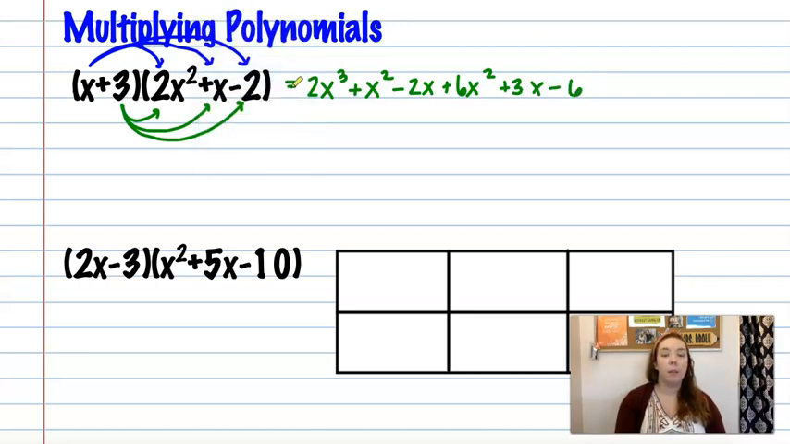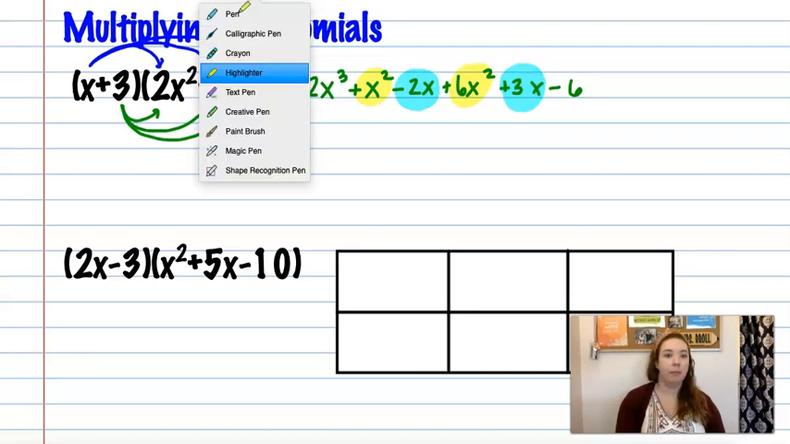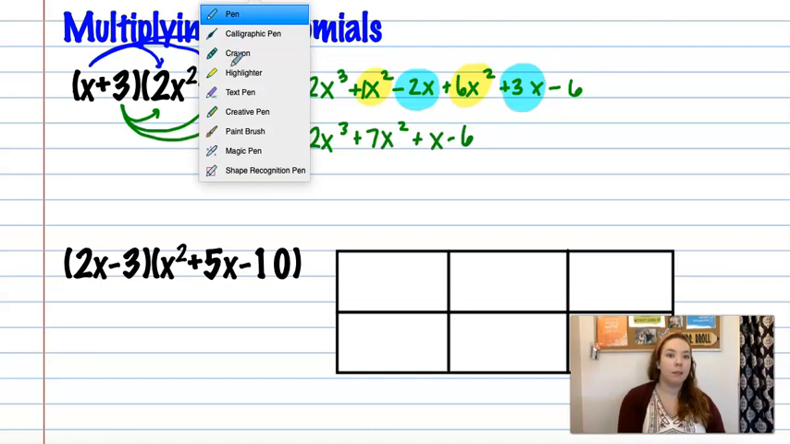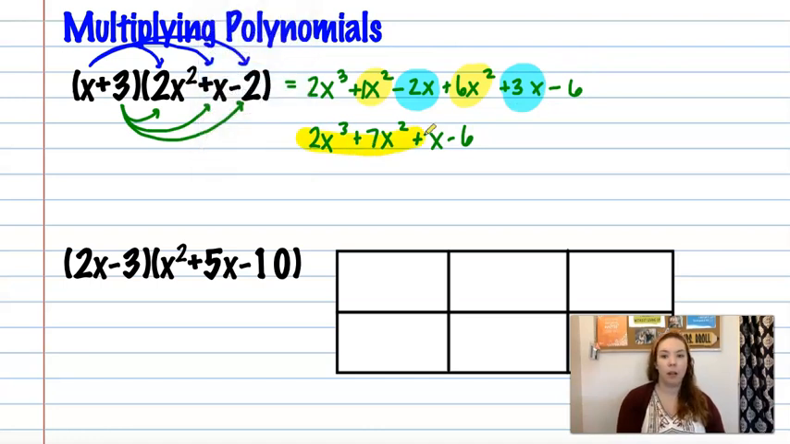Now I have to go through and combine my like terms. So I have a couple of x squareds here I can combine, and a couple of x's to combine. So I still have that 2x cubed in the front. 1x squared plus 6x squared is 7x squared. When we're combining like terms with addition and subtraction, we just add the coefficients. 1 plus 6 is 7. Negative 2x plus 3x is 1x. And you can put the 1. I tend to leave it off because it's cleaner, but you can. And then I saw that minus 6 on the end. So this would be our final answer.